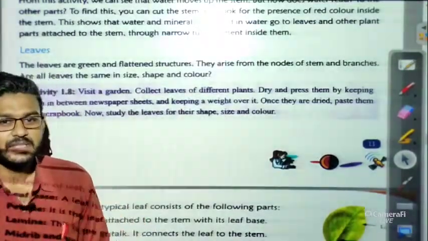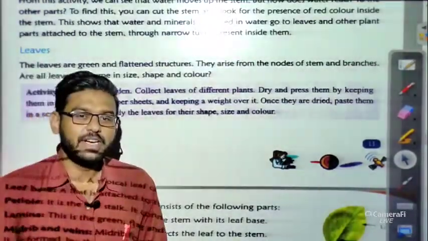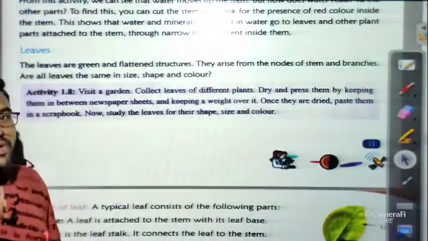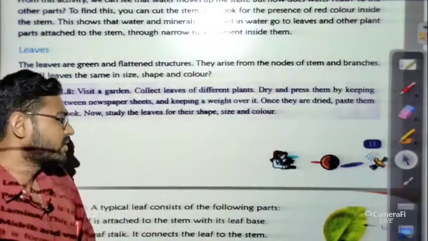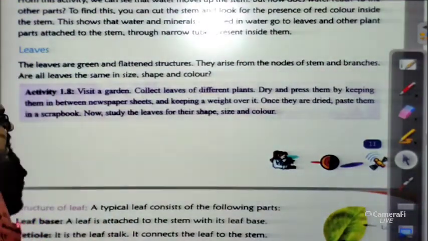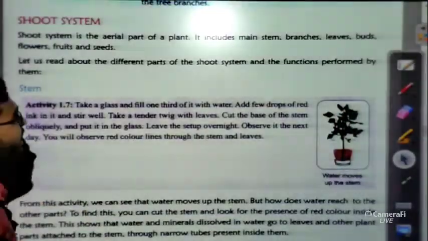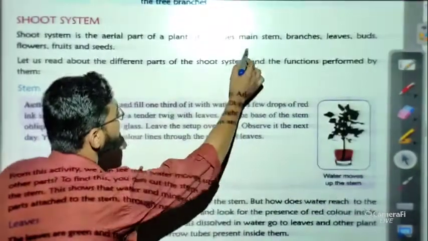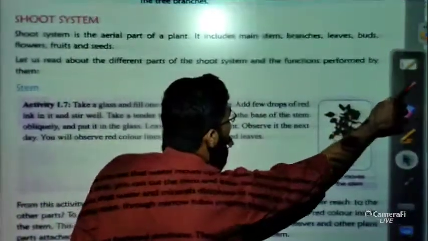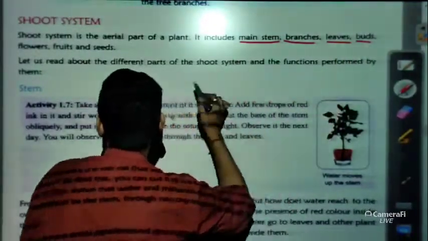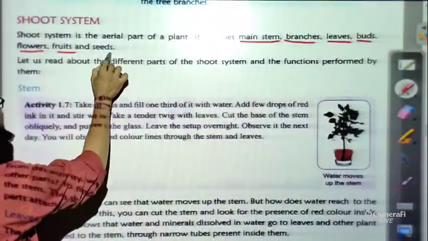Hello students. In our previous video lecture we discussed the shoot system. We have already told you that the shoot system contains several parts. In our previous classes we discussed the stem. The shoot system contains the main stem, branches, leaves, buds, flowers, fruit and seeds.